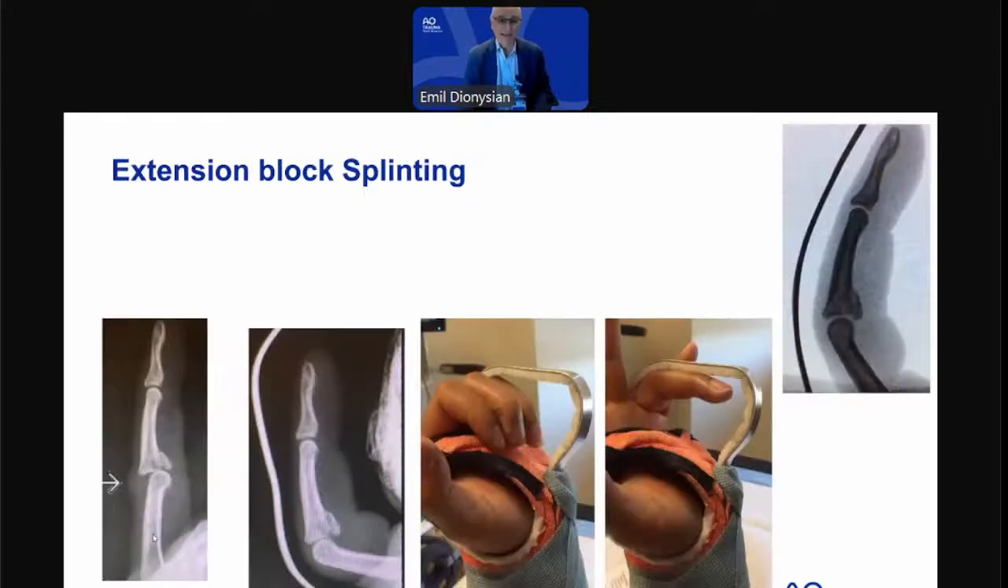Here's a classic example. Actually, this is a patient of mine. So it was dislocated, but you can see more than 50% is still there. So probably I would say 30% of the joint is involved. This is a perfect case for dorsal block splinting. By flexion, it reduces very nicely. You see there's no V sign.